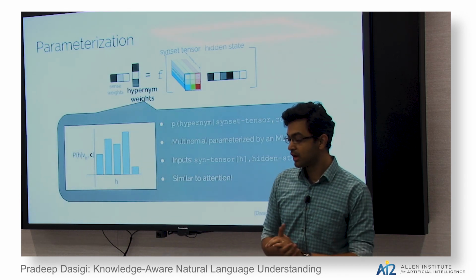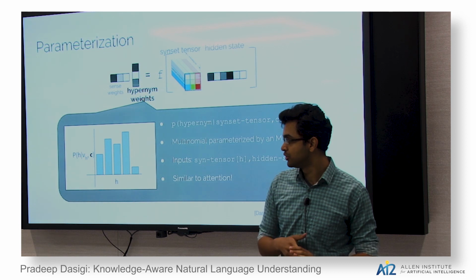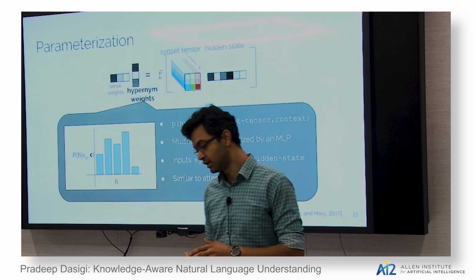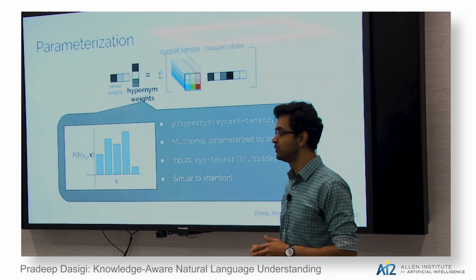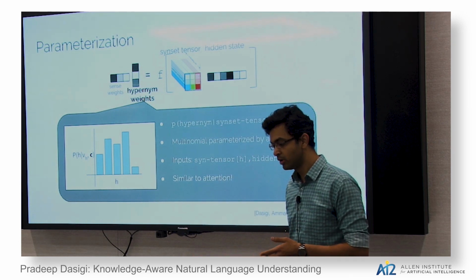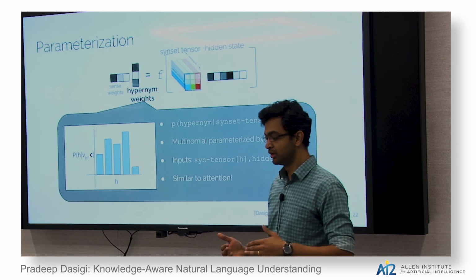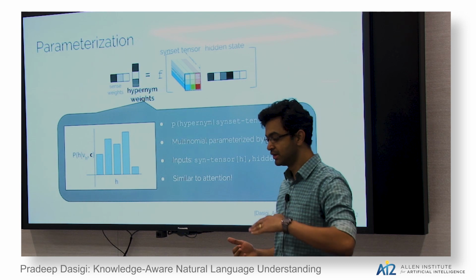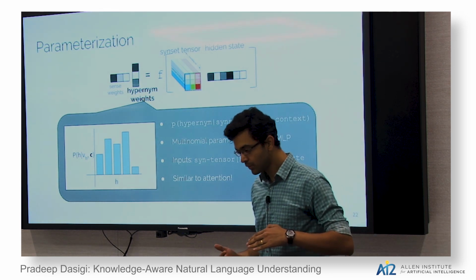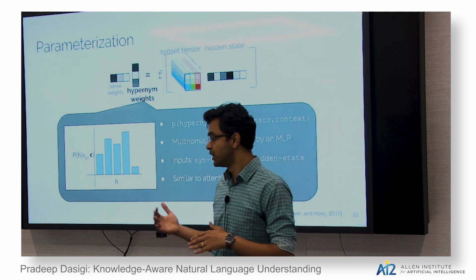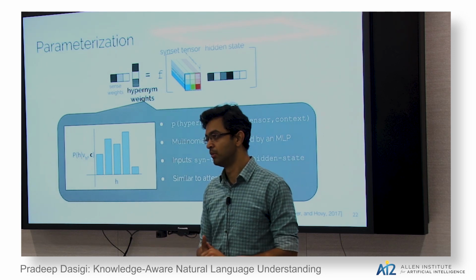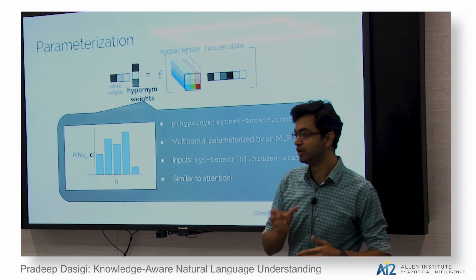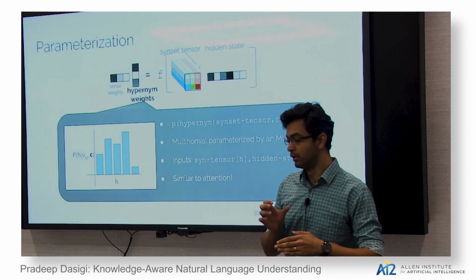So the hypernym weights are defined as a distribution of the hypernym given the synset tensor in the context, and we define that as a multinomial distribution which is parameterized using a multilayer perceptron, which takes as inputs the slice of the synset tensor that is related to the hypernym and the hidden state. You may have noticed that this is very similar to how attention is computed in more recent encoder-decoder models. So you can think of this as the hidden state attending to different slices of the synset tensor.